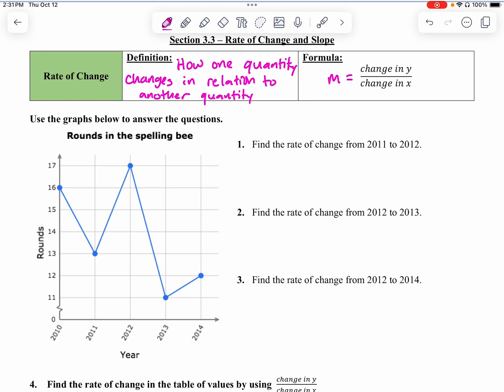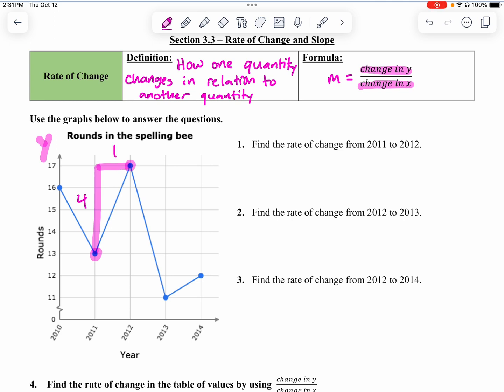It says find the rate of change from 2011 to 2012. So from 2011, that's starting here, and going to 2012 is here. So the change from there, when we talk about rate of change, it's going to be the change in y over the change in x. So the change in y, this is our y-axis. So we're going up 1, 2, 3, 4, and then we're going to the right 1. So we went up 4, over 1.